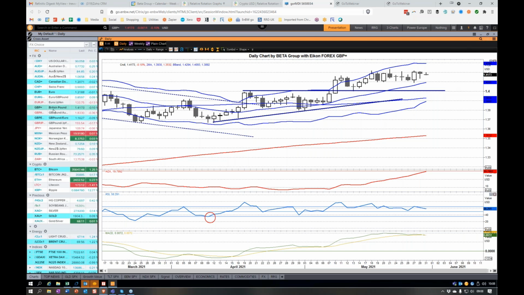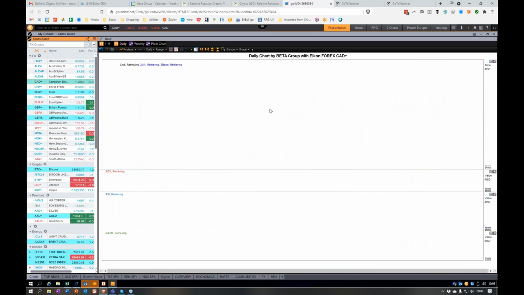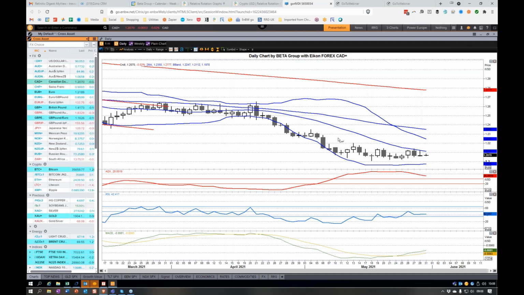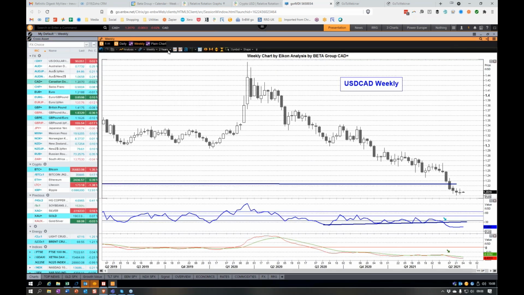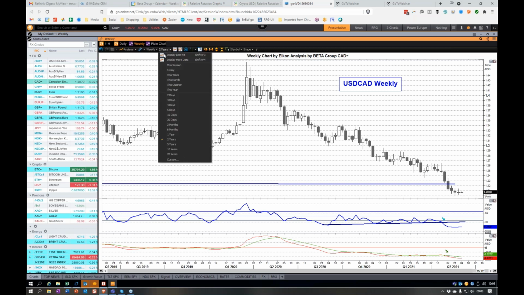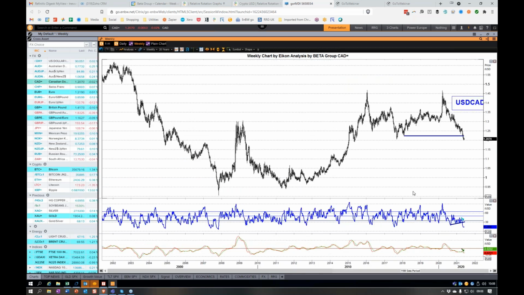But we like best of all the Canadian dollar. So let's jump to the Canadian dollar here, and here we've got this drifting pattern in the daily chart. But again, why this is so incredibly important is the weekly chart. I'm going to go back now a really long term, 20 years' worth of data. Look what's happening here. I'm going to move this line down here.